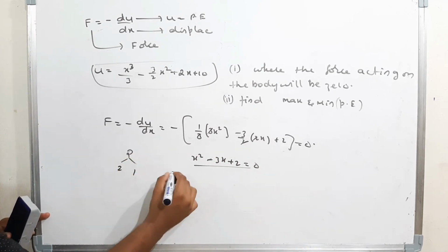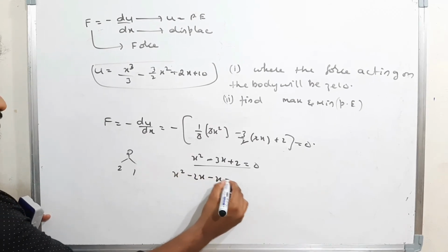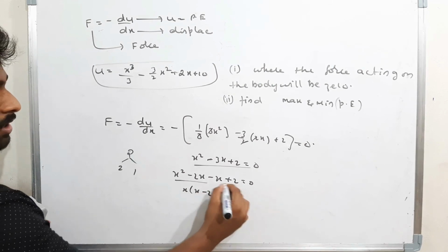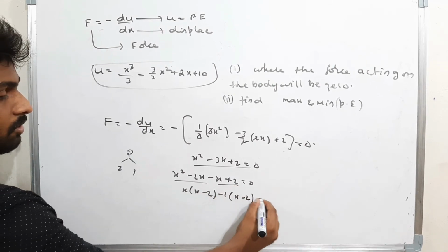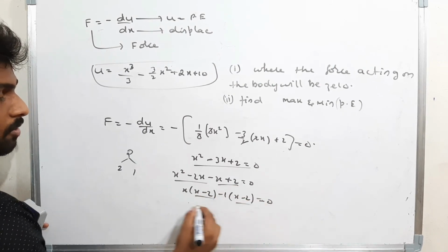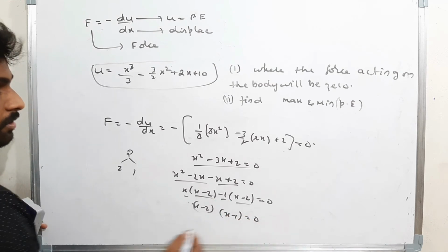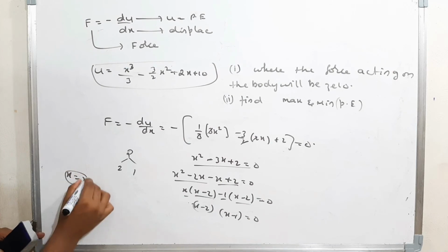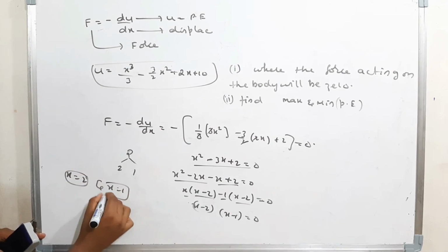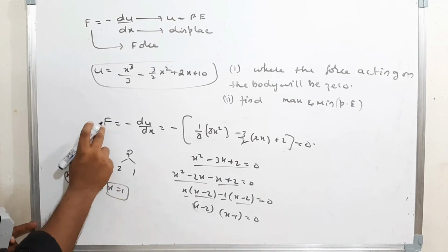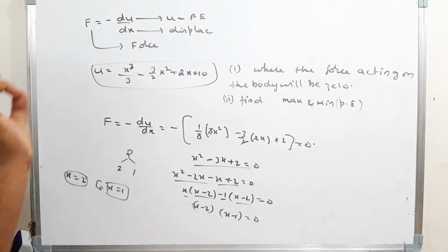So what is the value of x? Factorize: x square minus 2x minus x plus 2 equal to 0. Take x common: x into (x minus 2), and take minus 1 common: minus 1 into (x minus 2), equal to 0. Therefore x minus 2 is common, and the other factor is x minus 1 equal to 0. Therefore the roots are x is equal to 2 and x is equal to 1. At these values the force acting on the body will be 0.